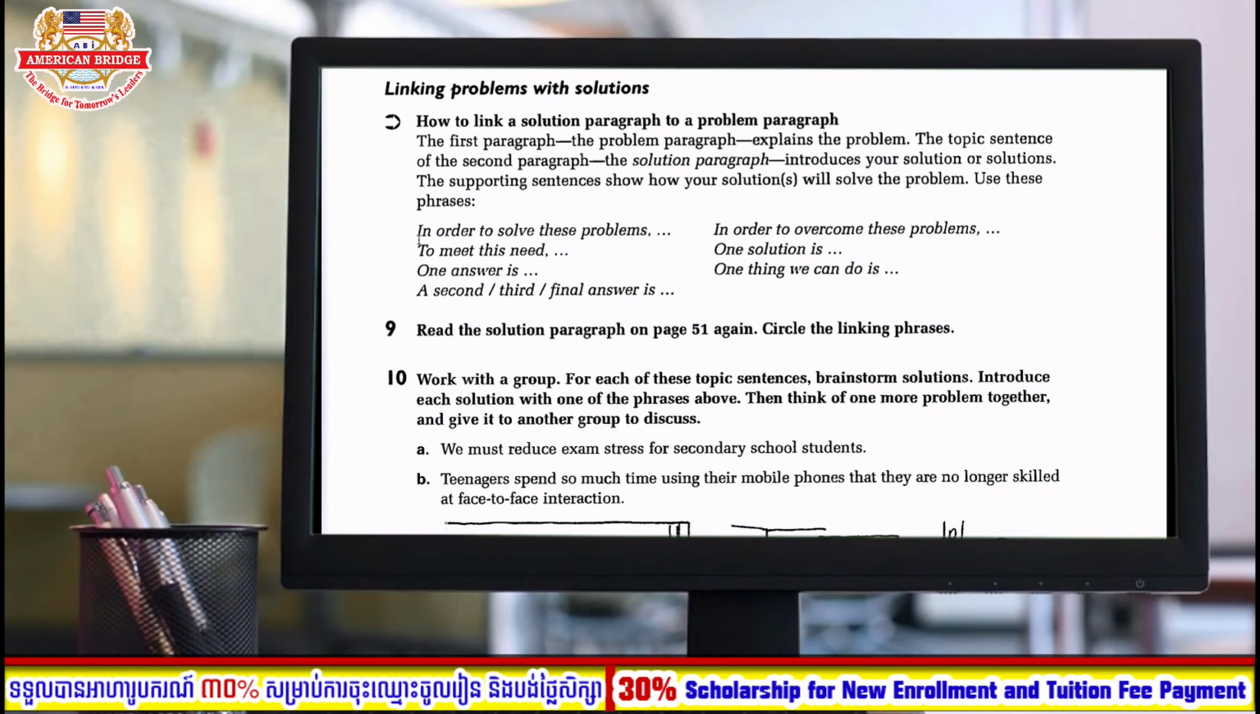So this is a good phrase to do so. To meet this need, one answer is, second, a third and final answer is, which means answer here refers to solutions. So in order to overcome this problem, in order to fight this problem, one solution is, one thing we can do is. These are good phrases to use to link the problem with solutions.